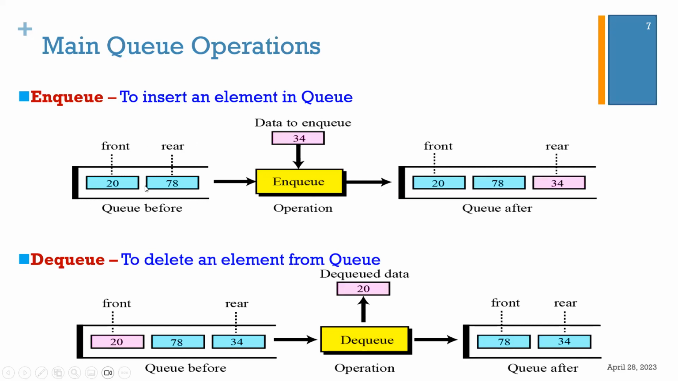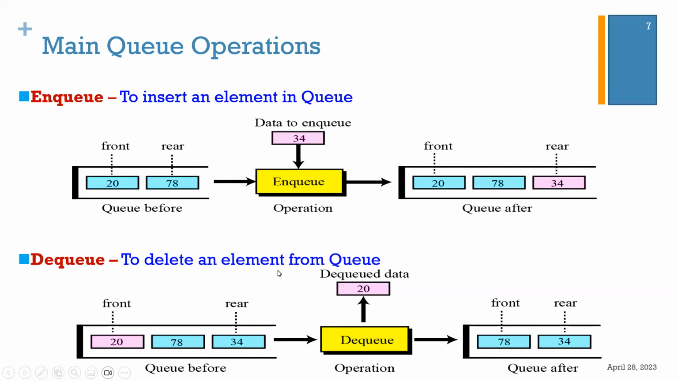This is the queue before adding the element. Suppose we have 20 and 78, two elements in the queue. The first one is the front, the second one is at the rear. If we try to insert, the next position is where we will insert, at the rear. So the rear will move to the element we add. The enqueue operation will add 34, and the rear index will move to point to the new element. For enqueue, we actually move the rear. For dequeue, we actually move the front.